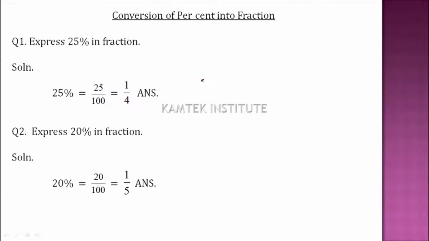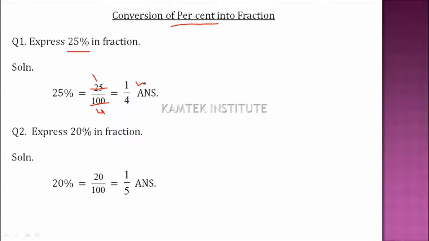So we start with the first question. It says conversion of percentage into fraction. Always remember, whenever we are given percentage, percent means per 100. So the first question says, express 25% into fraction. 25% means 25 out of 100. Cent means 100. So we write 25 upon 100. This percentage is now converted into fraction. Now we have to reduce this fraction. So we write 25 ones are 25 and 25 fours are 100. So 1 upon 4 is the answer to this question.